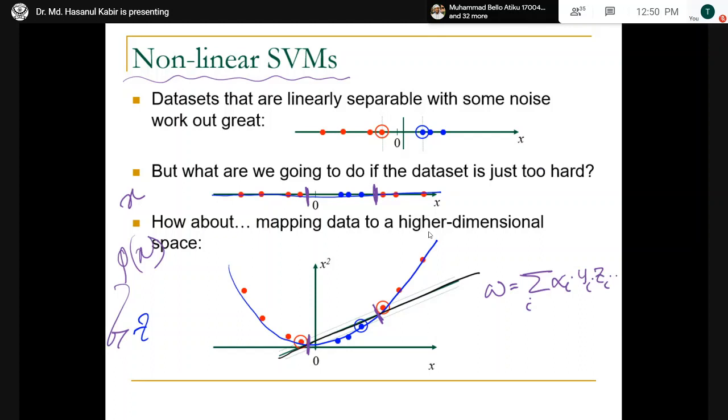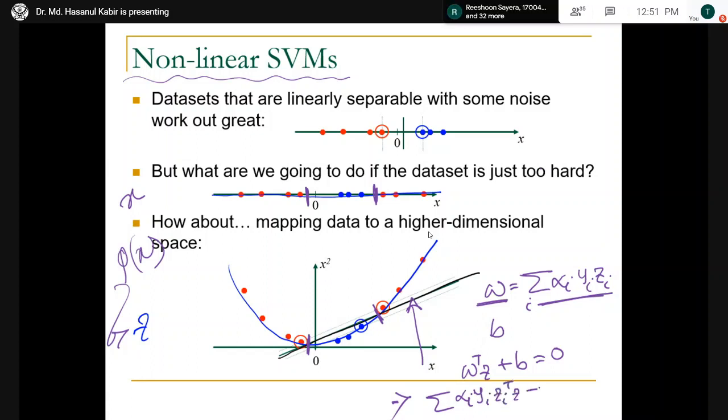Since we are in the Z space, yes or no? Yes. And let's say we already also found the value of bias B. If I look at this particular decision boundary, the linear decision boundary, then it will be something like W transpose X plus B equal to 0. Sorry, W transpose Z, because we are in the Z space, my mistake. And then, if I replace W with the right hand side, this is going to be summation of alpha I, y I, Z I transpose Z plus B equal to 0.